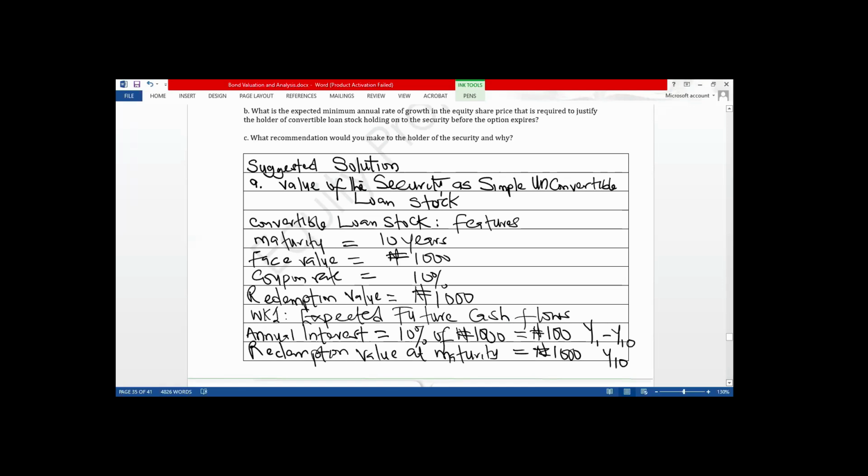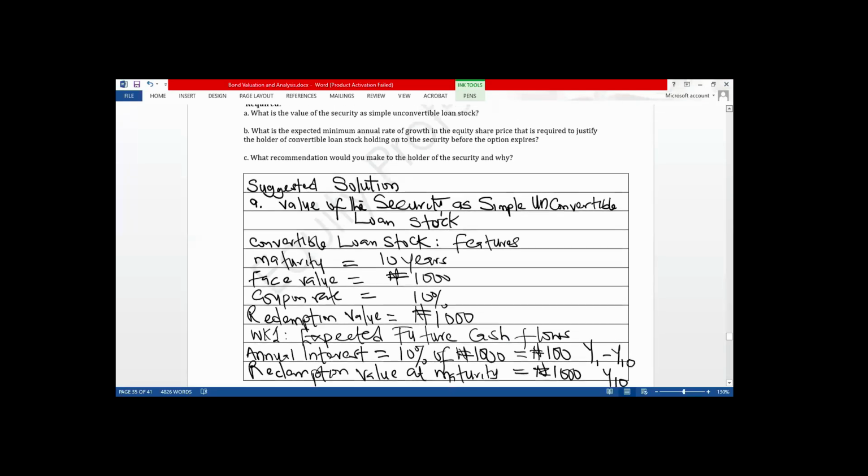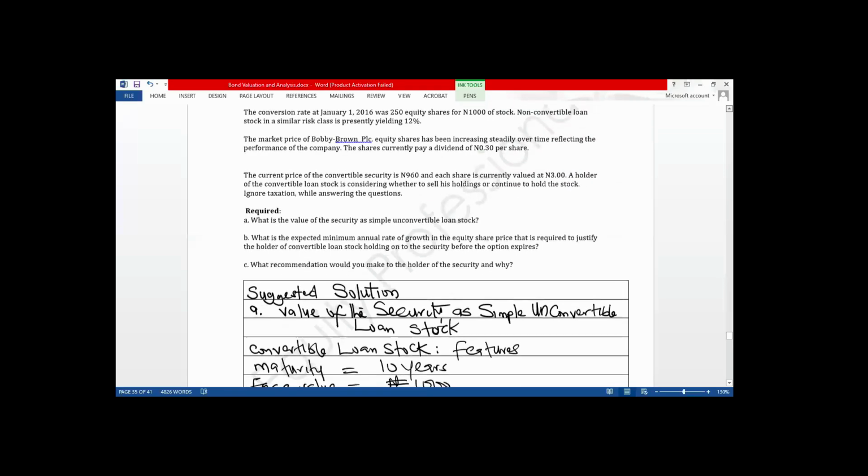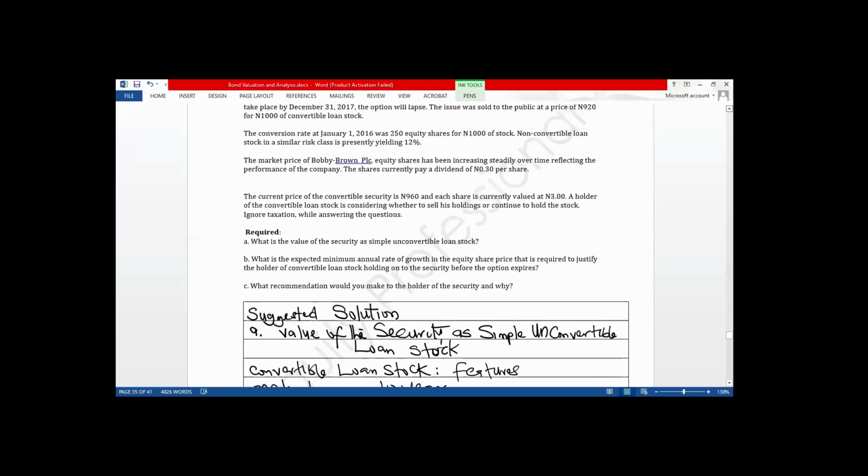For instance, in the first year, if they want to sell, the issue was sold to the public at a price of 920, and the current price of the convertible security is 960. So if you are selling immediately, the gain is just that 40 naira. Then we can now go to the 2 years convertible option. Then we'll look at the full tenor.